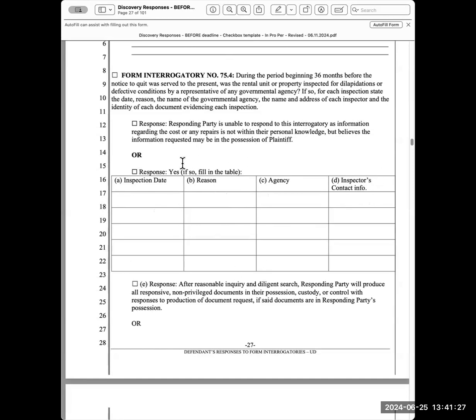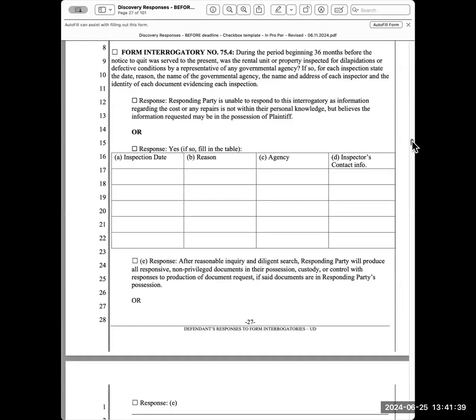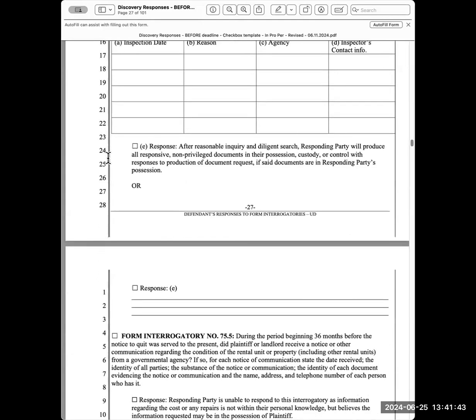You're going to answer this question like all questions to the best of your ability. You're going to put in whatever information you know. Sometimes we don't have all the information, but you're going to put in what information you do know. And then this is about documentation of any evidence of governmental agency inspection. If you have evidence, you're going to put that in your trial binder and check here. Otherwise, you can check here and explain.